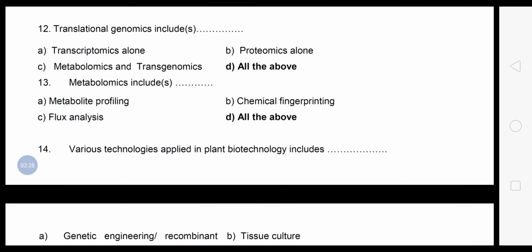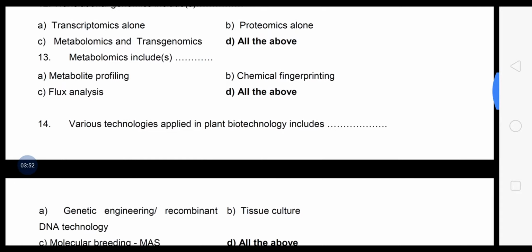Translational genomics include transcriptomics alone, proteomics alone, metabolomics and transgenomics, all the above. Here translational genomics include all the above, that means transcriptomics, proteomics, metabolomics and transgenomics. Next is metabolomics includes metabolite profiling, chemical footprinting and flux analysis.